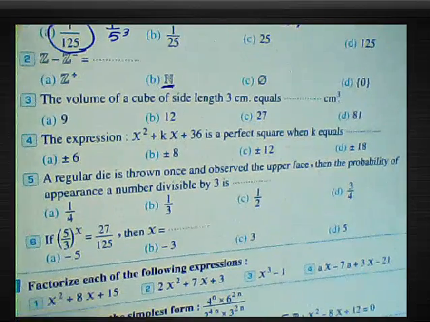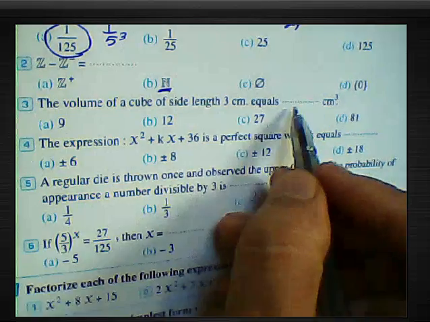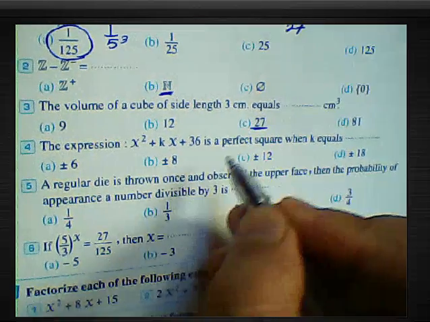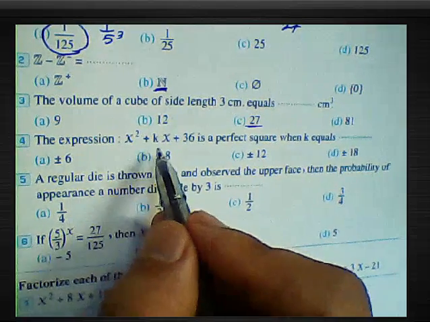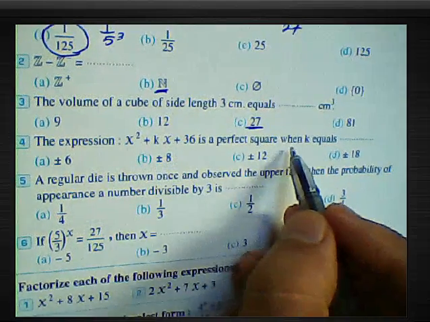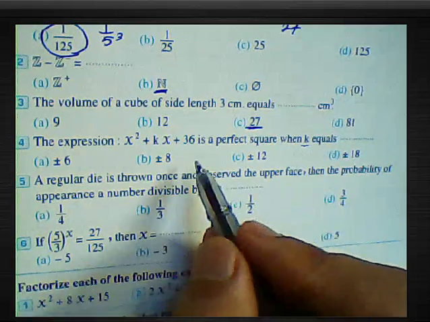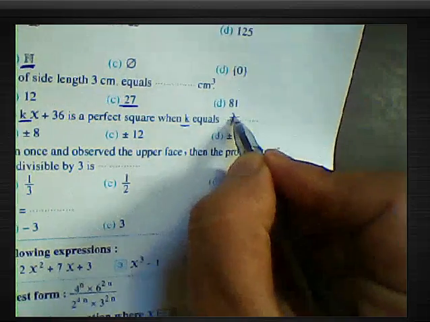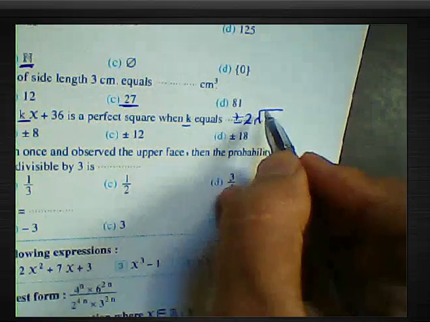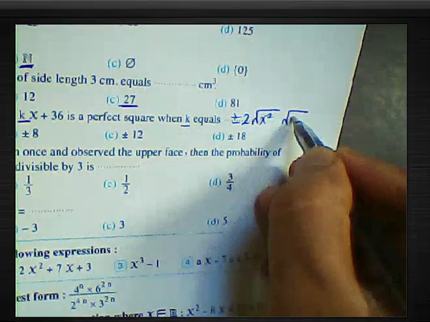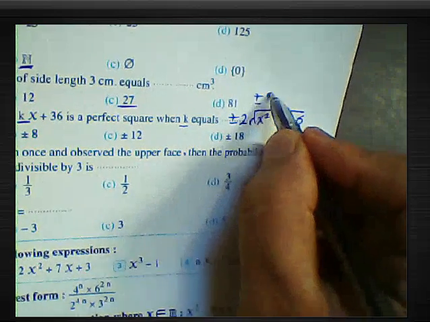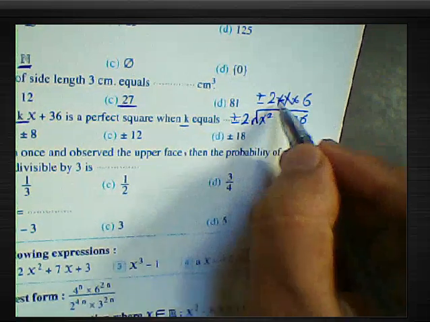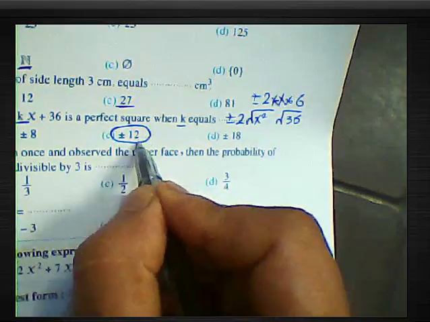The volume of a cube of side length 3 cm equals space. You can find the volume of the cube: 3 times 3 times 3 equals 27. The expression x power 2 plus kx plus 36 is a perfect square where k equals space. K lies in the middle, so we write positive or negative 2 times the square root of the first term multiplied by the square root of the third. The result will be positive or negative 2 multiplied by x multiplied by 6. 2 times 6 equals 12, so the result will be positive or negative 12.